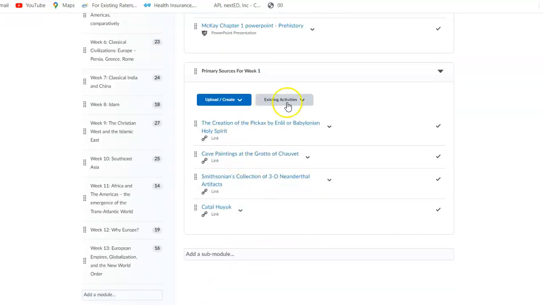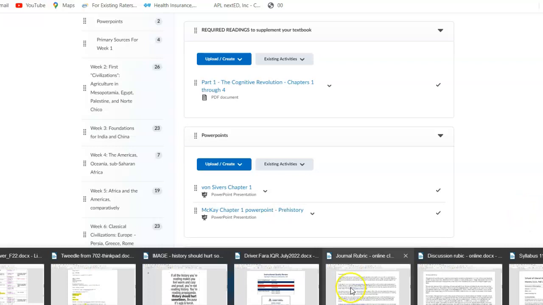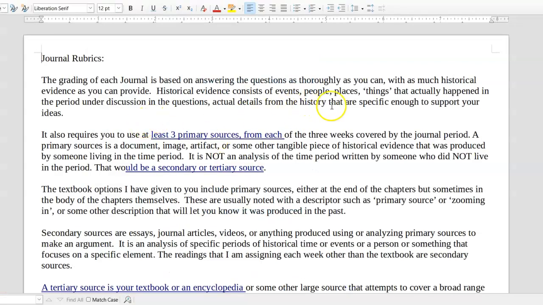I also in each week have some primary sources. Now let's talk for a minute about what a primary source is, because you need 3 of those in each of your journals, not your discussion post. Your discussion post is just basically talking about the ideas presented in the readings, but the journals are on specific topics and require you, here I'll use the journal rubric, 3 primary sources.